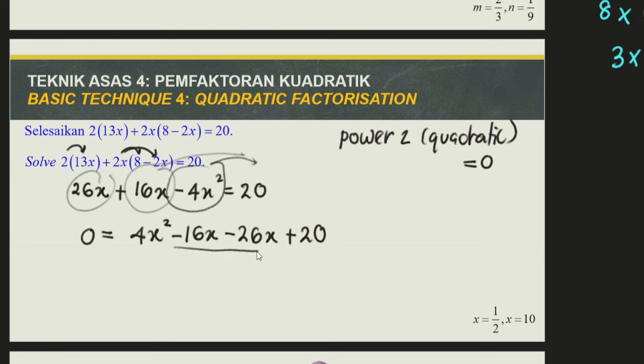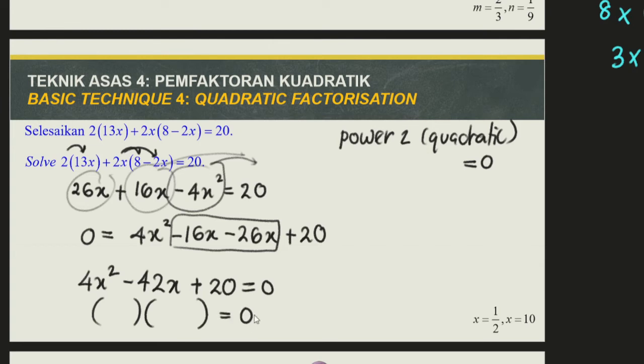By the way, this one you can solve. When we solve, 4x squared minus 16 minus 26 is minus 42x plus 20 equals 0. Now the 0, you can just switch the place and put it at the back. This one you guys can use your calculator to find the value. You can key in together with me. Value of a is 4, value of b is negative 42, value of c is 20.